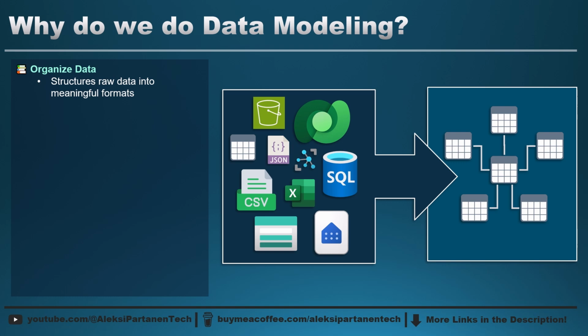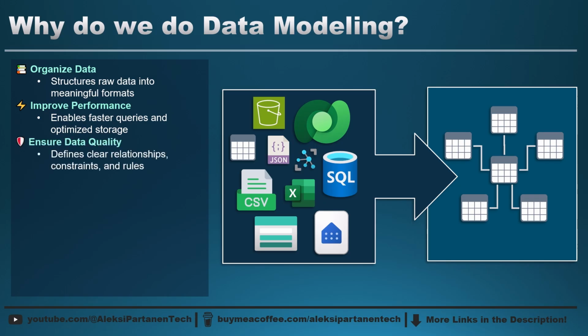Good data modeling also improves performance. Queries run faster because the system knows how the data is related and stored in an optimized way. It also ensures data quality. When we define relationships and rules, we avoid problems like duplicate records and missing information. Also, data modeling supports business goals by aligning the data to real business processes like sales, inventory, or customer management.